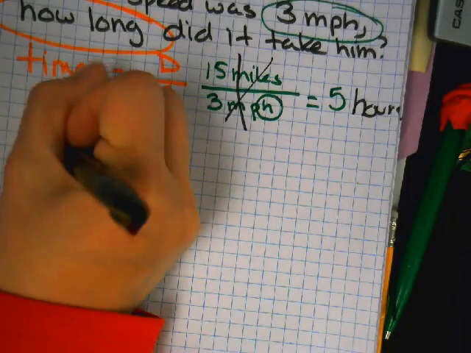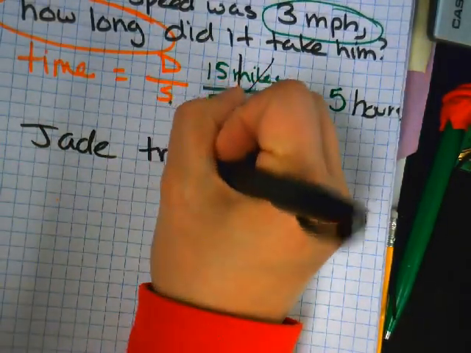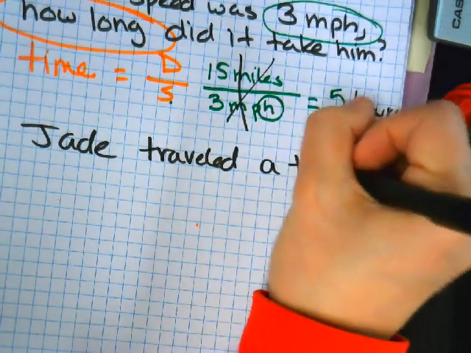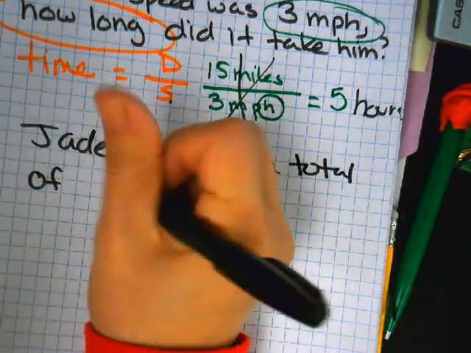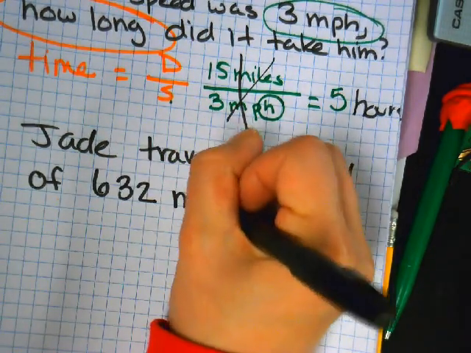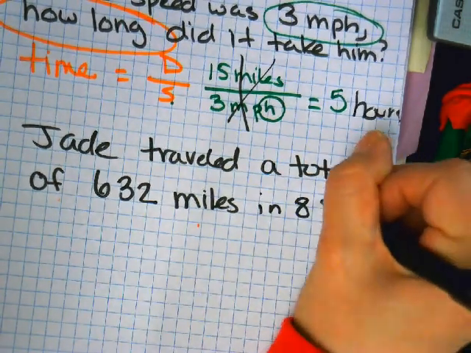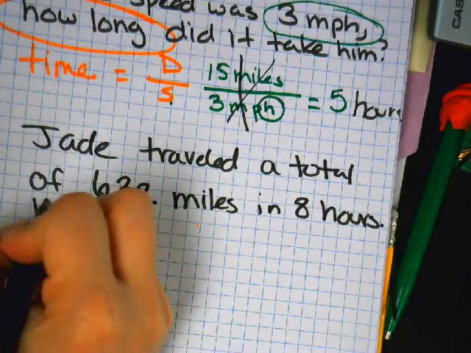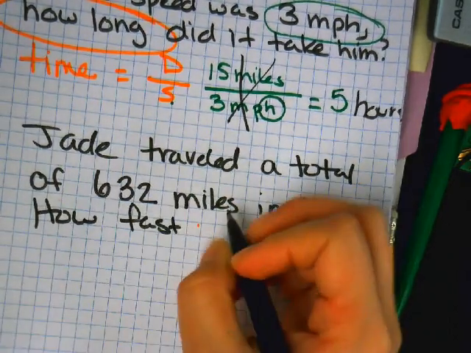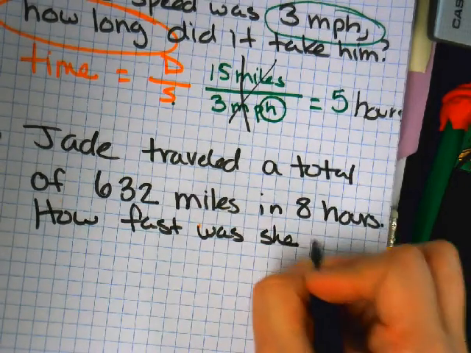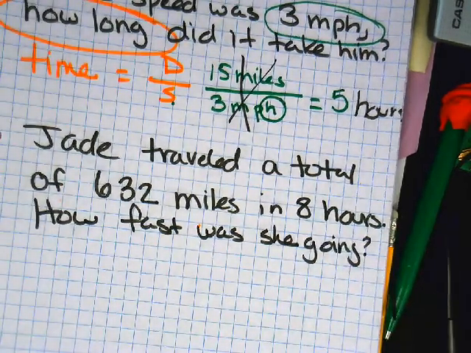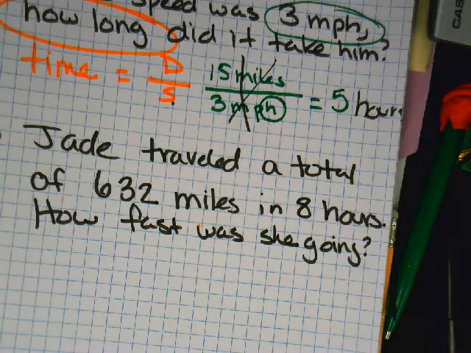Jade traveled, this is our last one. Jade traveled a total of 632 miles in her super awesome car in 8 hours. What the? How fast was she going? Okay. Jade traveled a total of 632 miles in 8 hours without stopping. How fast was she going?